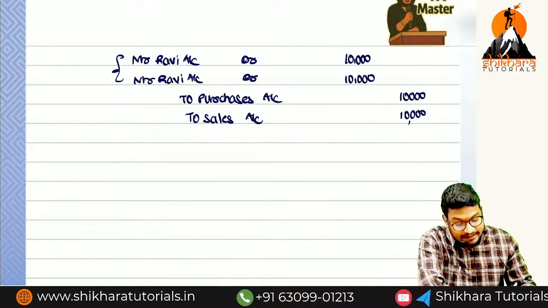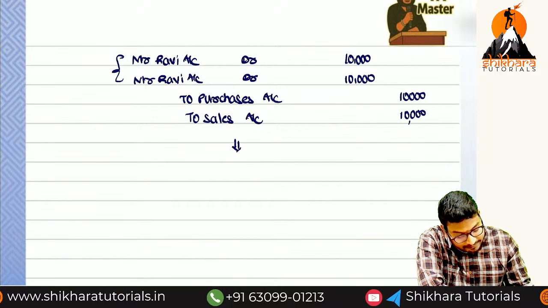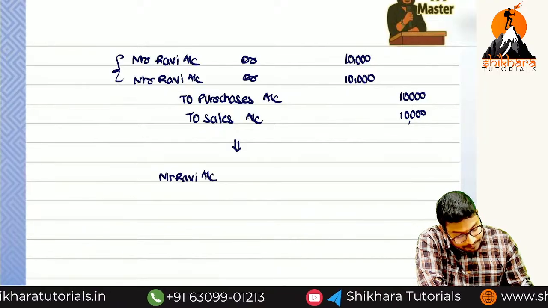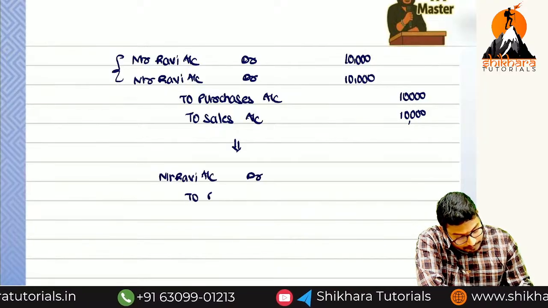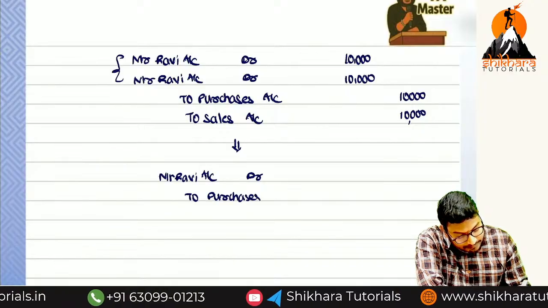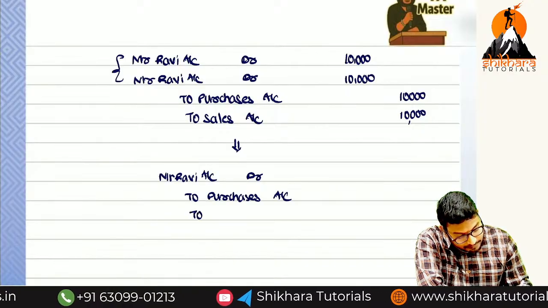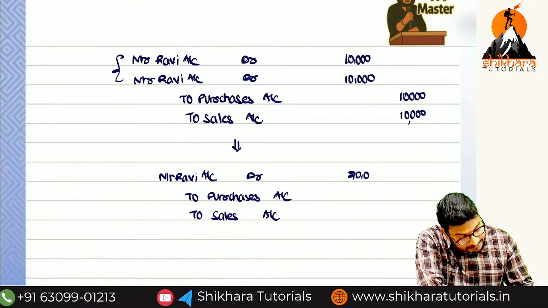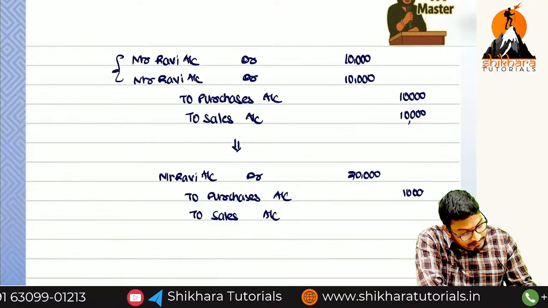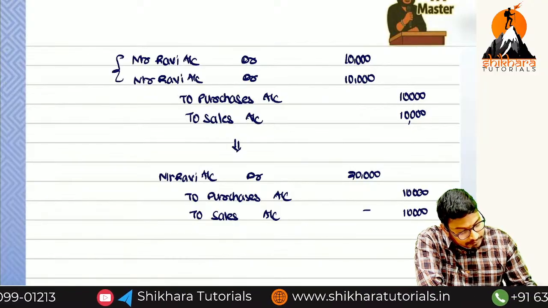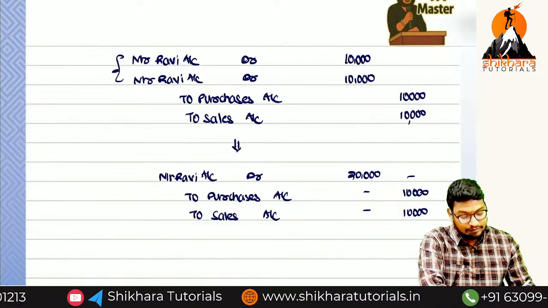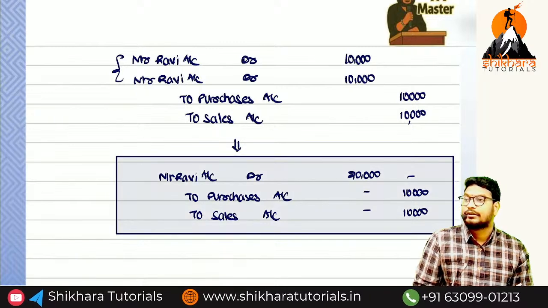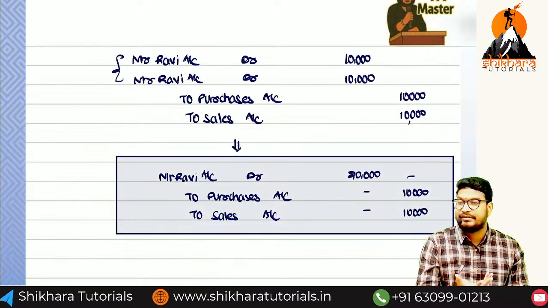So ultimately, how will this entry become? We can write Mr. Ravi account debit to purchases account and to sales account. What is the total amount? 20,000, 10,000 and 10,000. Guys, is it fine or not? So this is how we have to do the rectification entry. We have to pass what? Rectification.